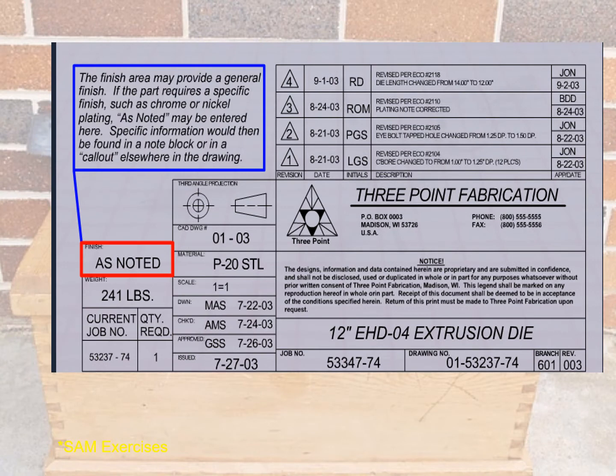They might include some other information, such as the finish of the part, the weight of the part, how many are required. If this information isn't here, though, you're probably going to find it in a bill of material, which we will talk about later as well.